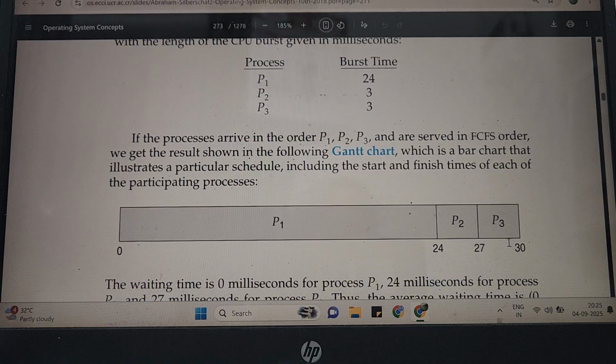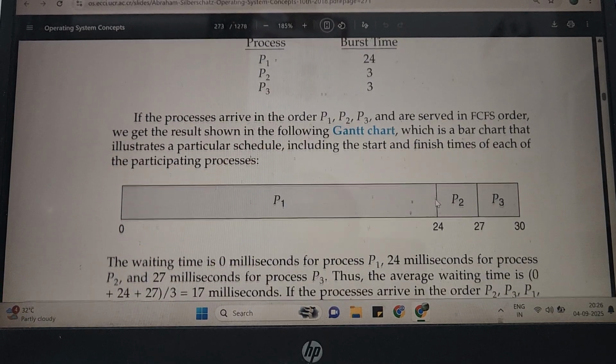So note that turnaround time is not the time gap from here to here. It is not how much space it occupies on the Gantt chart. It is from the time it enters the queue till the time it exits the Gantt chart. That is the turnaround time. So we have just finished scheduling using FCFS. We saw how to draw the Gantt chart. We saw how to compute the wait time and the turnaround time.